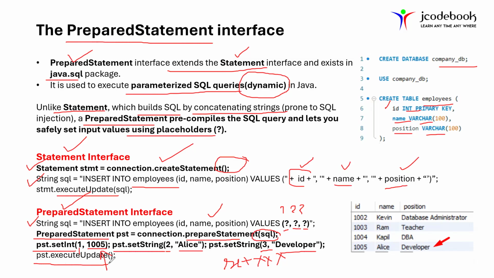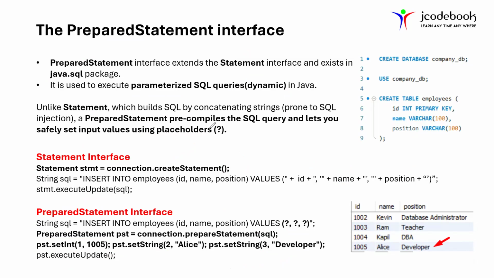So here the prepared statement is used to execute your dynamic queries, and it takes a pre-compiled query. If you take a pre-compiled query, later you can set the parameter values and improve the performance of your query. But in case of the statement interface, it is used to execute a static query, and every time it compiles the query, so your performance will be slow. So let us understand with the help of an example how to perform insert, update, or delete operations using the prepared statement interface. Let us move to Visual Studio Code.